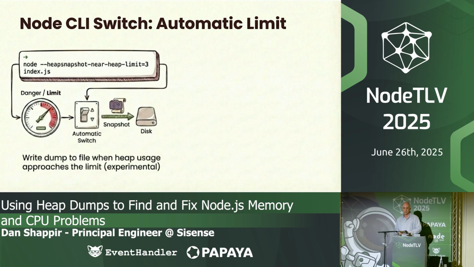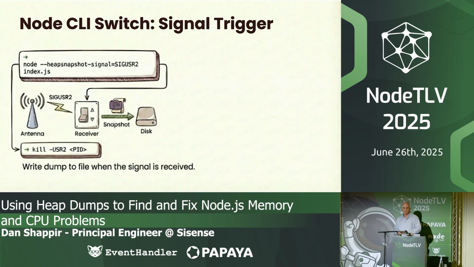Another approach, which I think is actually potentially more useful, is to use this command line switch, the heap snapshot signal. This way, you can actually send a signal to the process and tell it that you're interested in it creating a snapshot at that time.